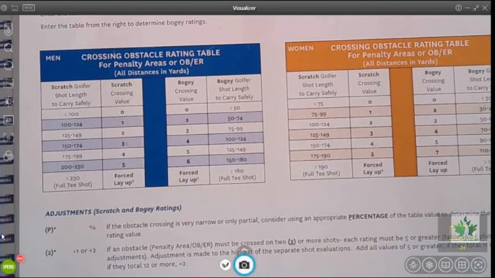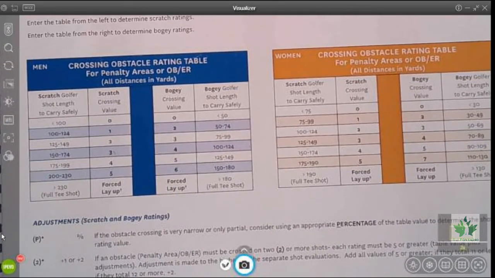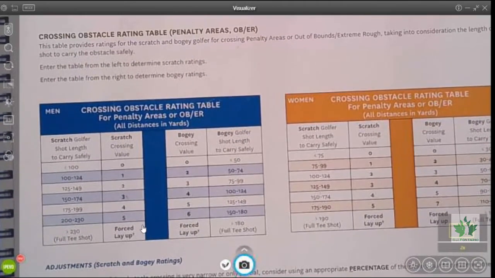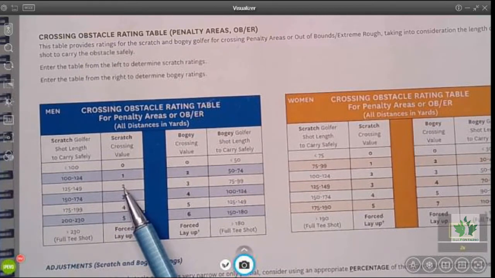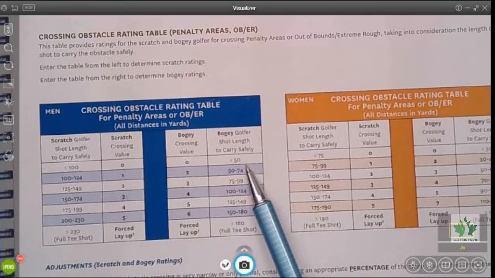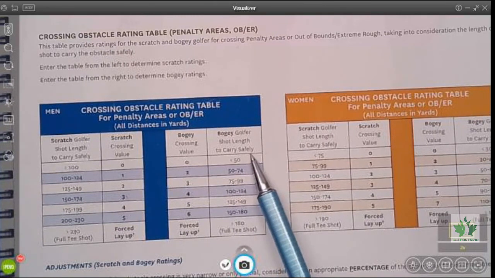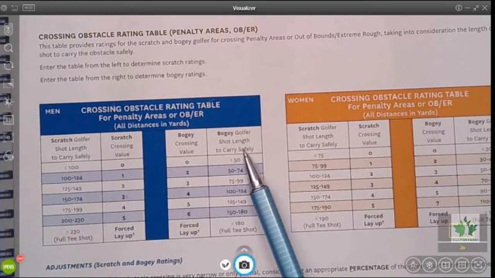And so we find ourselves with a new obstacle called obstacle rating table penalty areas crossing. So penalty areas, things that the golf course designates as penalty areas. There are also things that we would always have designated as water hazards in the past. And so the table's pretty simple. You have a scratch length to cross the obstacle and a bogey shot length to safely cross the obstacle. And the word safely is in there, as I told you a couple of weeks ago. The word safely is a clue. You have to be able to hit it 10 yards further than the far margin of the hazard.